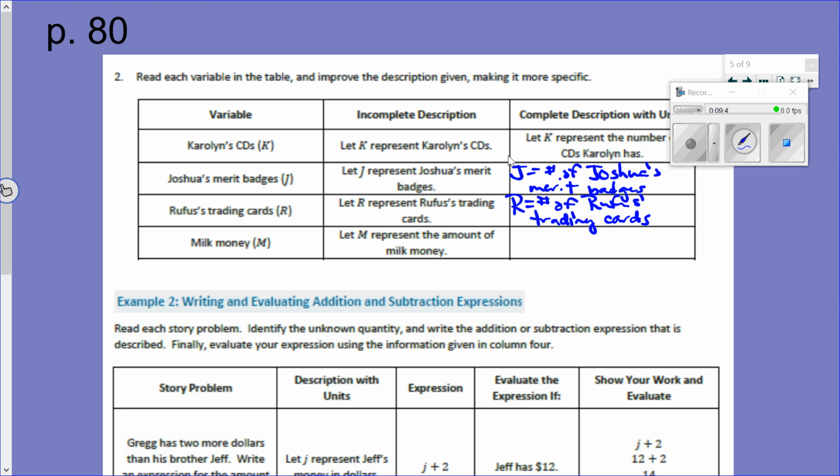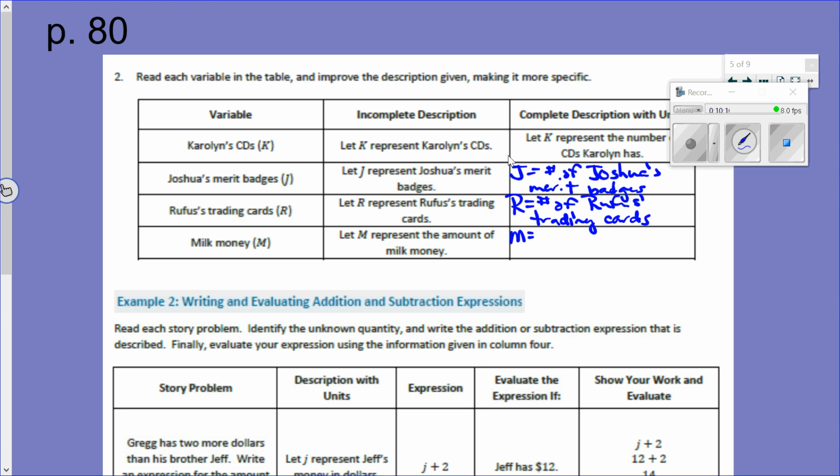And then our last one, milk money. Let M represent the amount of milk money. I'll give that one a shot. Dollars. What about dollars? Be more specific. How would I identify M? M equals the amount of milk money in dollars.